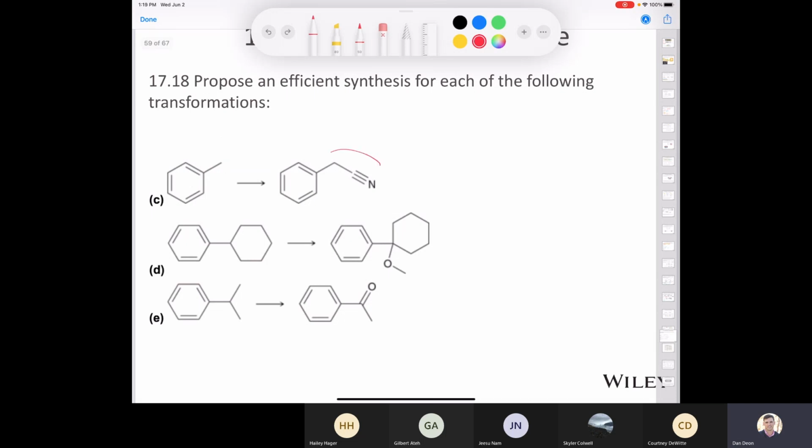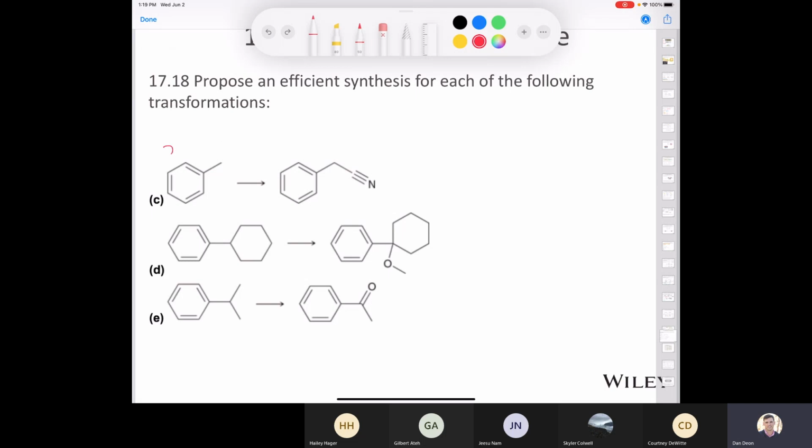And then we're making this compound here where we have a nitrile added, right? So we're adding a carbon, right? Here we have 7 carbons total. Now we have 8 carbons, right? There's a carbon here, so that's a new carbon. So we're adding a nitrile. But how are we going to add that?